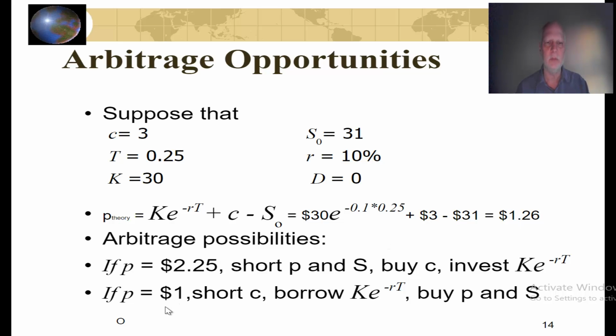How about if P is $1? Well, it should be $1.26. So now P is underpriced. So you would want to buy P and S. You would buy P and S, and you would finance that by borrowing the present value of the strike price and shorting the call option. And you would make the difference between $1.26 and $1, or 26 cents.